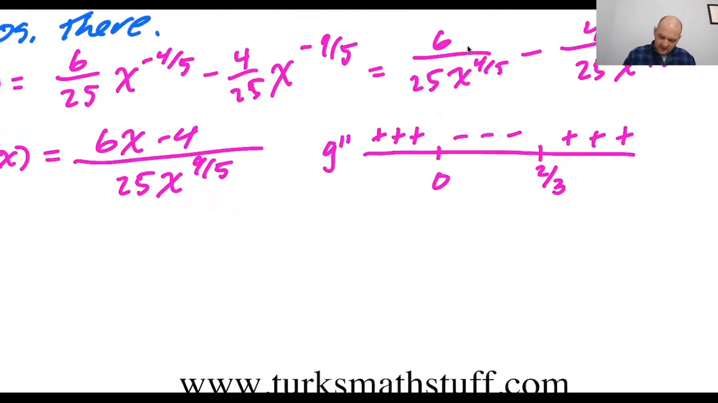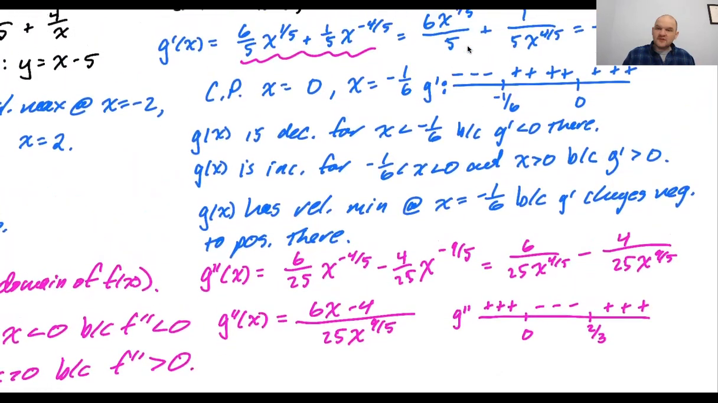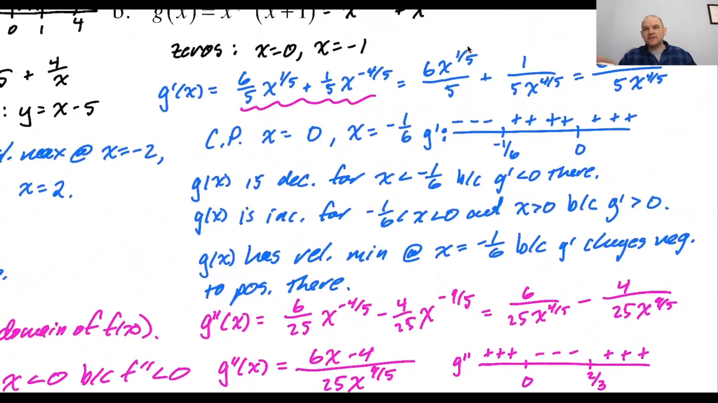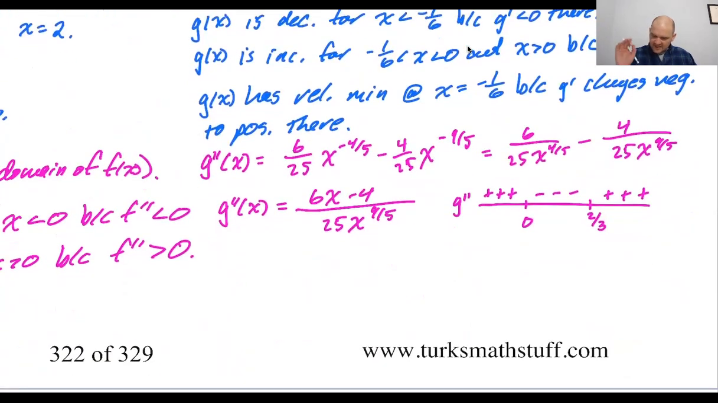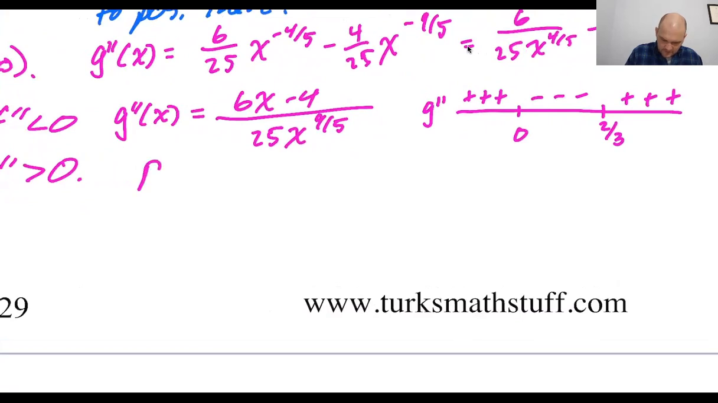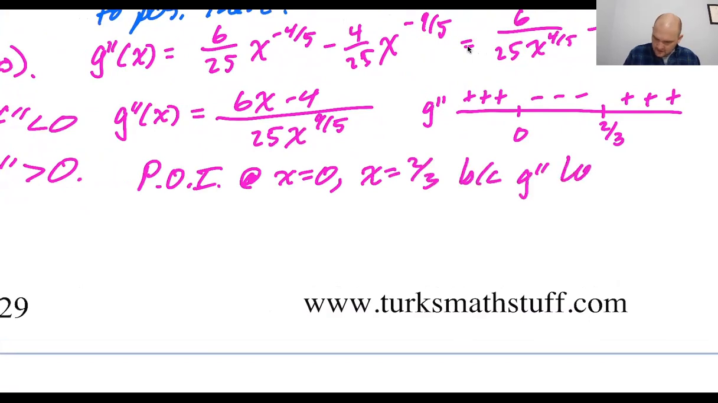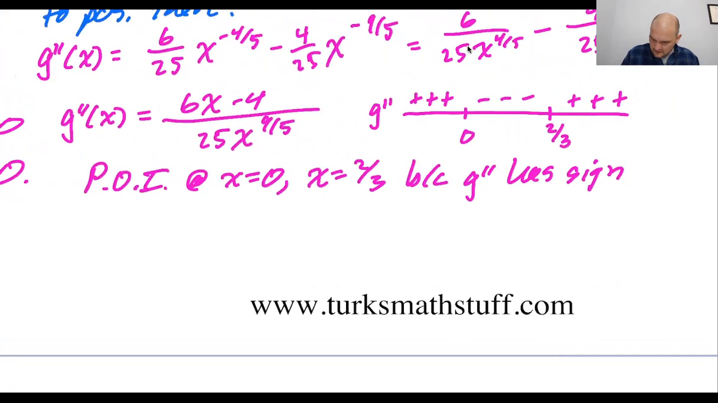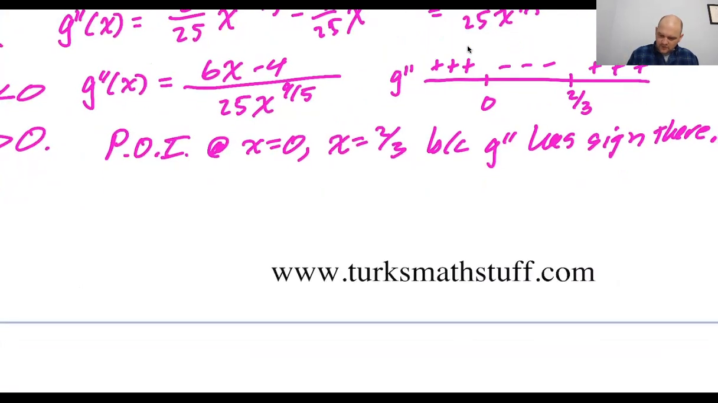Okay, so what can we say? Notice x equals 0 showed up on our g prime sign chart, but wasn't a max or a min. It is often the case that the things that show up on the first derivative sign chart are actually points of inflection when they're not maximums or minimums. Not always the case, but sometimes. And that happened here. So we actually have points of inflection at 0 and at 2/3. So let's say that. POI at x equals 0, x equals 2/3, because g double prime has a sign change there. We don't care how. We just care that it happened. All right. So points of inflection there.